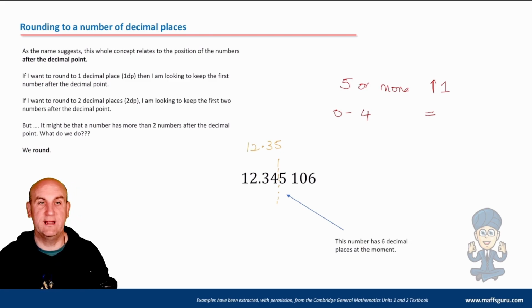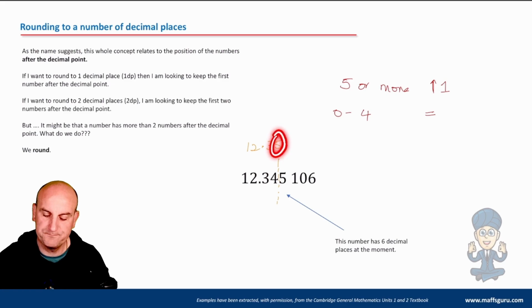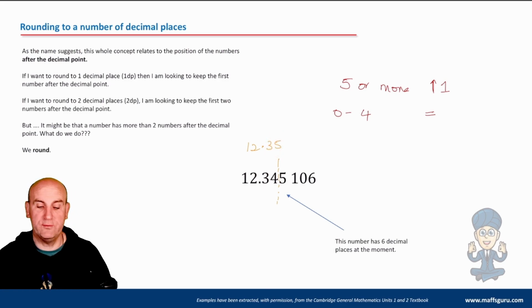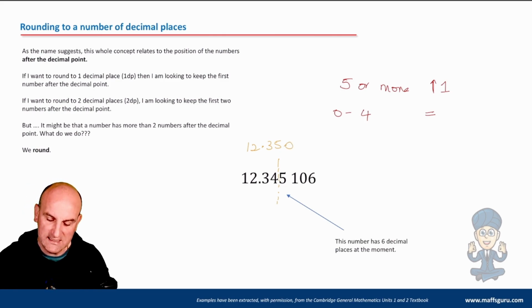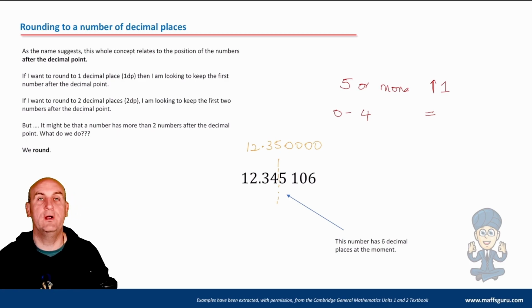So the numbers in front of the decimal place stay the same, and the 0.34 becomes 0.35. And again, all I've done is I've changed the 4 into a 5. Now, what happens with the rest of the numbers? And this is sort of key to this. All right, what happens to the 5, the 0, the 1, and the 6? Well, realistically speaking, they all become zeros.